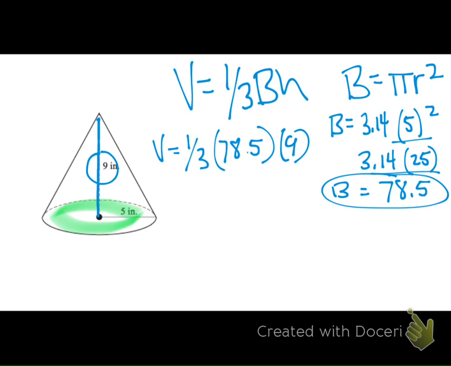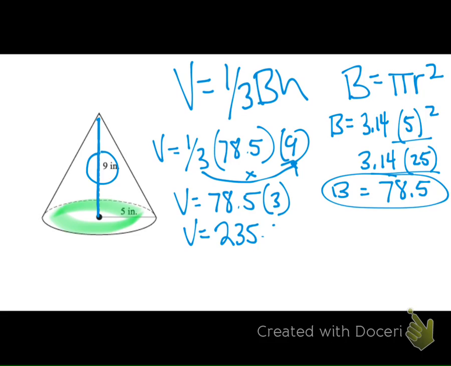Now remember, with this 1/3 from our pyramids before, I can take 1/3 at any point in time. I can multiply 78.5 and 9 and then take 1/3. Or since I have an easy 1/3 times 9, I know that that's 3. I'm going to go ahead and take care of that early. So 1/3 of 9 is 3. So I'm left with 78.5 times 3. I multiplied these two right here, and my volume comes out to be 235.5 inches cubed. And there's the volume of our cone.